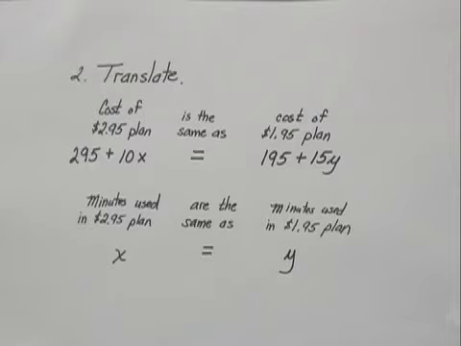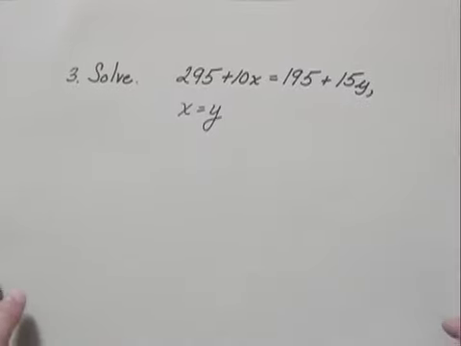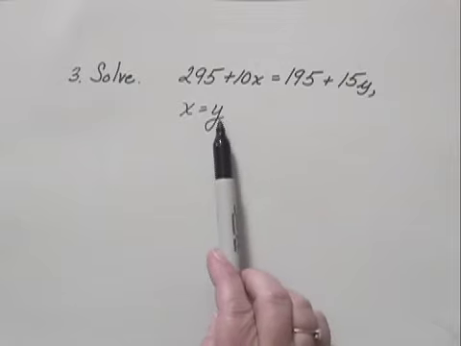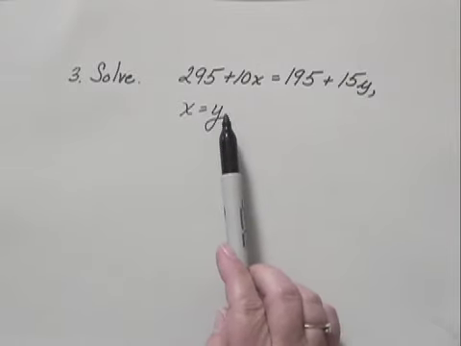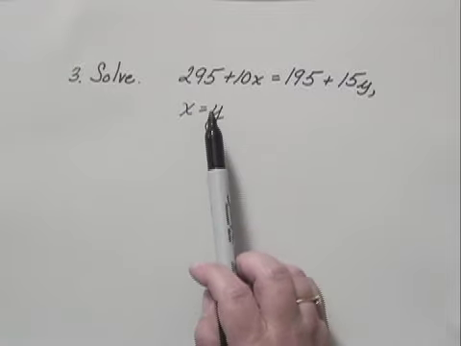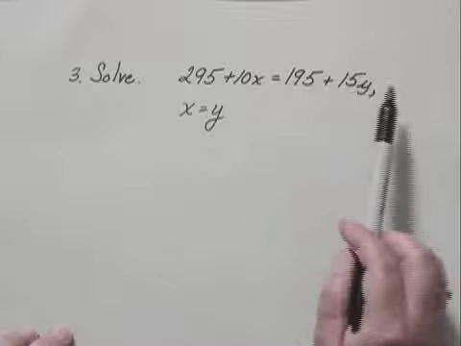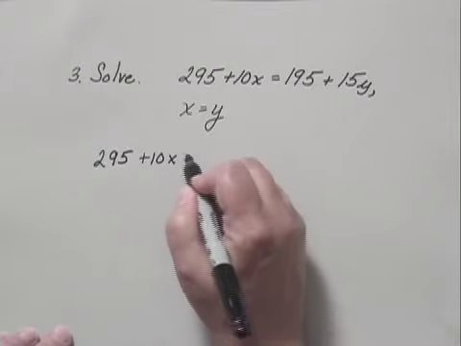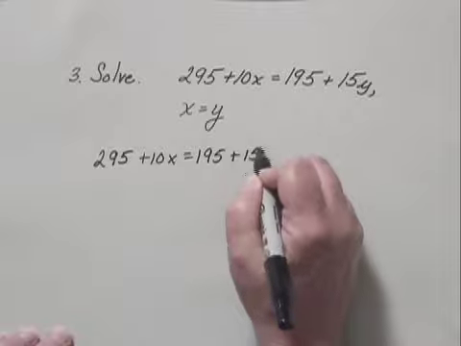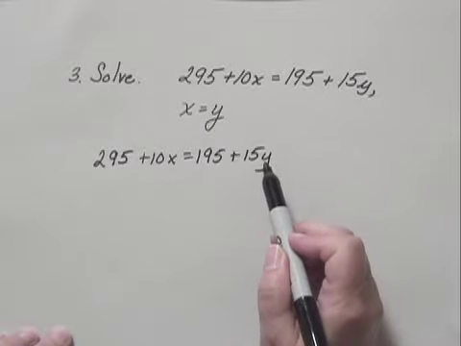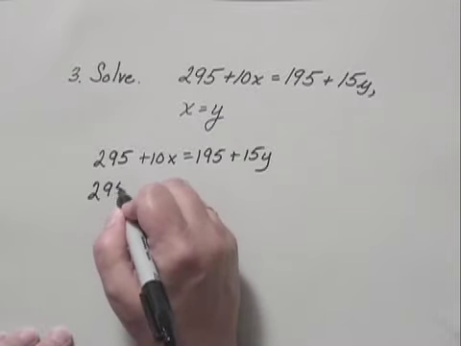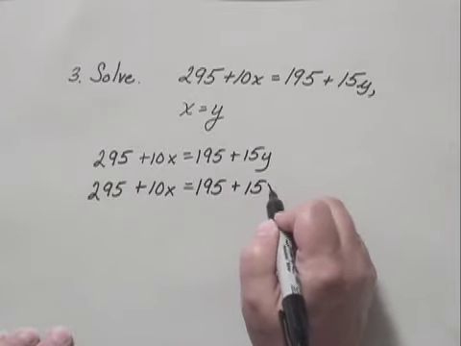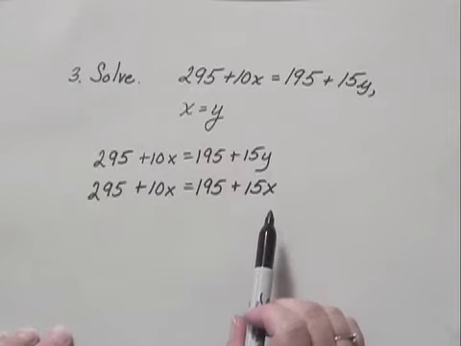So, with that good work done in the first two steps, we can move to the third step, which is to solve this system of equations. Now, the first equation looks a little complicated, but the second one's very simple, x equals y. So we can use substitution. I can substitute x for y in equation 1, and I can solve for x. So I'm going to copy the first equation, 295 plus 10x equals 195 plus 15y. And since I know that x equals y, I'll write x where I have a y. 295 plus 10x equals 195 plus 15x.